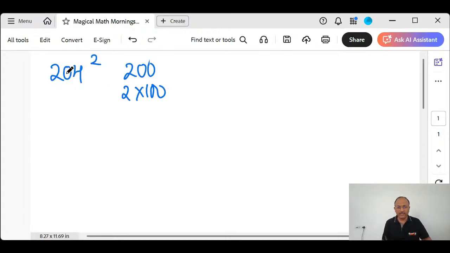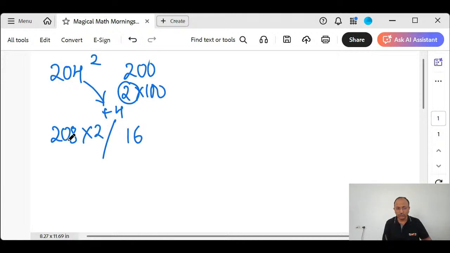And the deviation of 204 from 200 is plus 4. So what we do? For this number, we'll add plus 4. 204 plus 4 will become 208 and multiply with the sub base, 2. And right hand side, what we'll do? 4 square, that is 16. 208 into 2 is 416. And 16 is having only two digits like the base has two zeros. Therefore, 16 will fit, and 41616 is the answer.